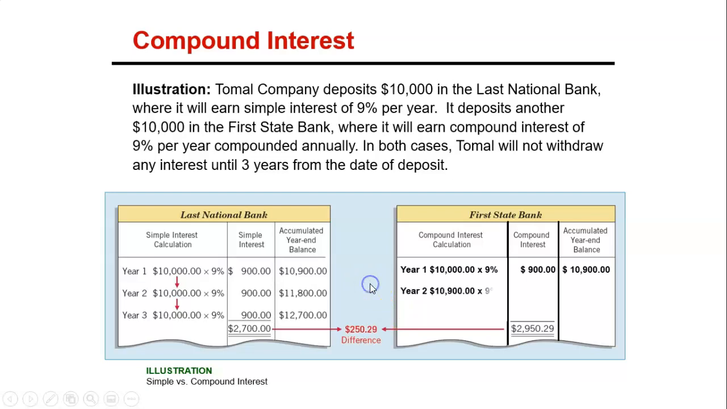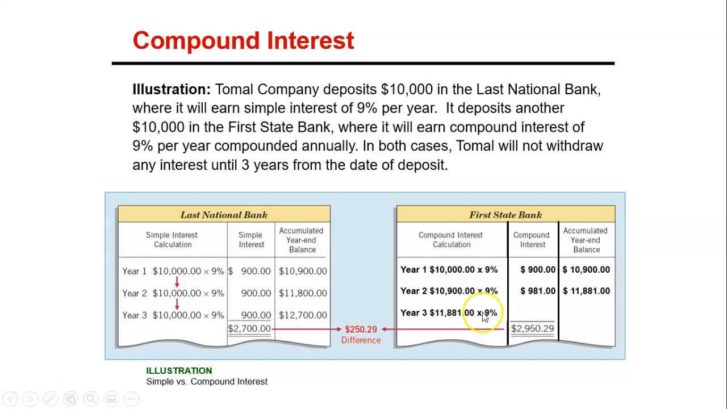Now it's in the second year that we have a difference, because now instead of just the principal in our calculation, we're going to use whatever was in the account, which includes principal and interest from the first year. So 10,900 times 9% times 1 is $981 of compound interest. Now I'm going to add that to the previous balance of 10,900, and I have 11,881 now in the account.